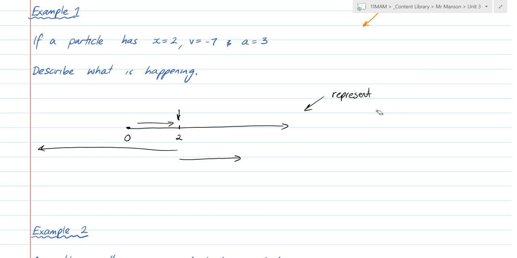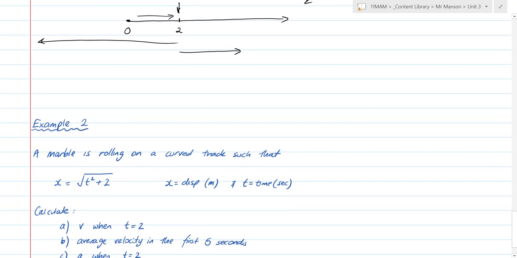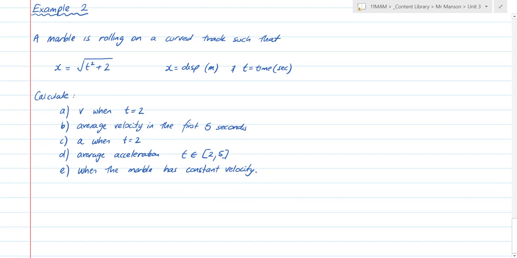Here's example 2, much more likely to see in your exam. Something like this. A marble is rolling on a curved track such that, now you're not often going to get motion that is a square root function like this. But of course we can design the curved track however we like. So we could make a curved track to allow for this motion. But who cares about that? Sometimes you'll get questions where the context doesn't make a lot of sense. Here's our function, x is displacement, t is time. Calculate the velocity when t equals 2. How are we going to do that?